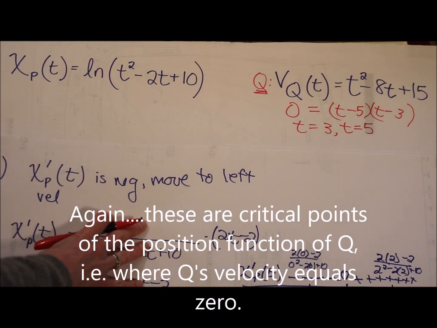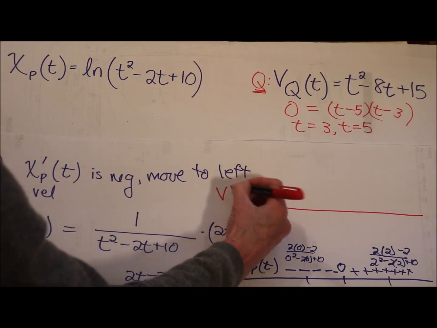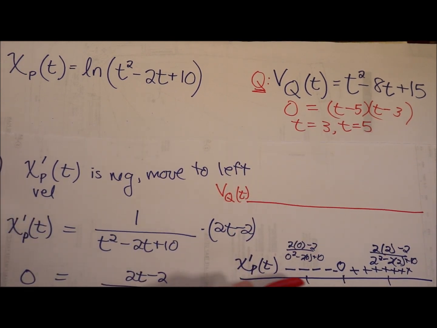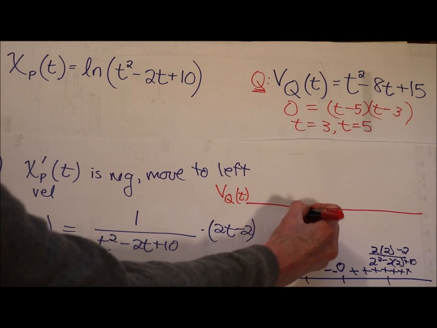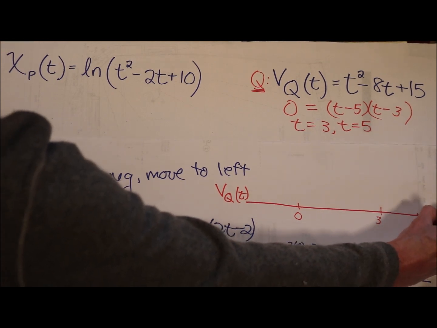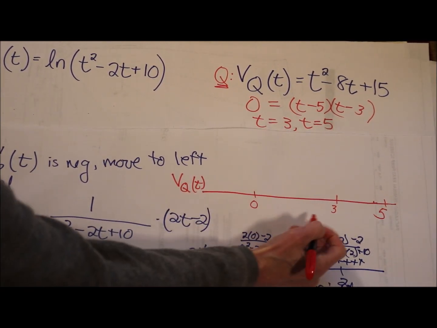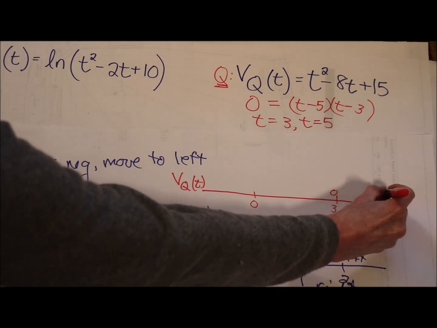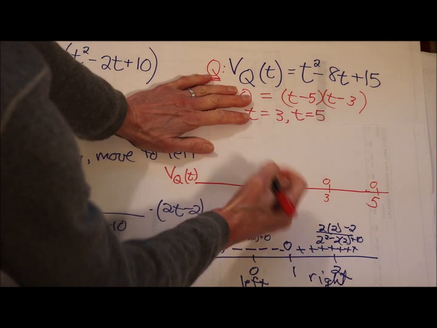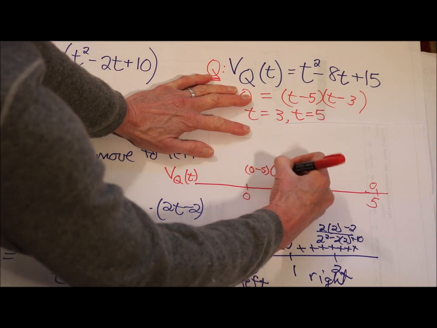So you know what I'm going to do? I'm going to put my number line for Q above my number line for P and kind of line it up so I can compare and contrast. So I've got 3 and 5. I'm sure we can see all that. Okay, I know my velocity is 0 at 3 and 0 at 5. So let's plug in some values. And I'm going to plug things into the factored form. You don't have to write this out, but I'm just doing it so you see what I'm doing.